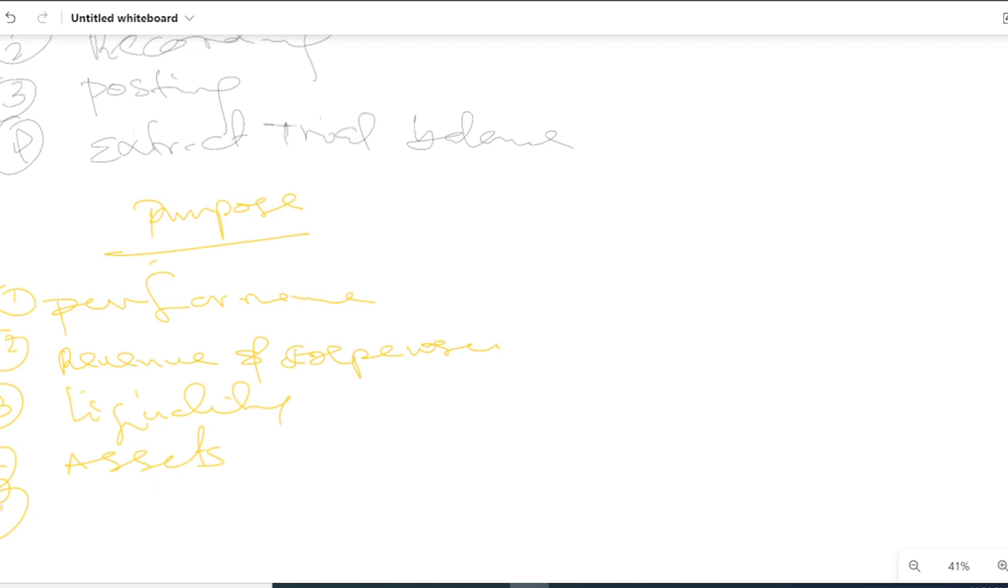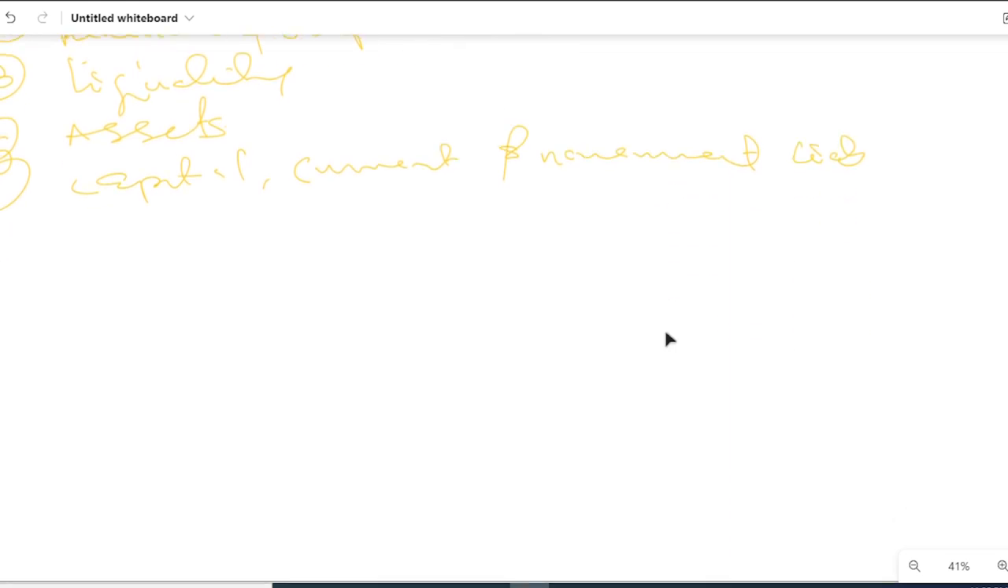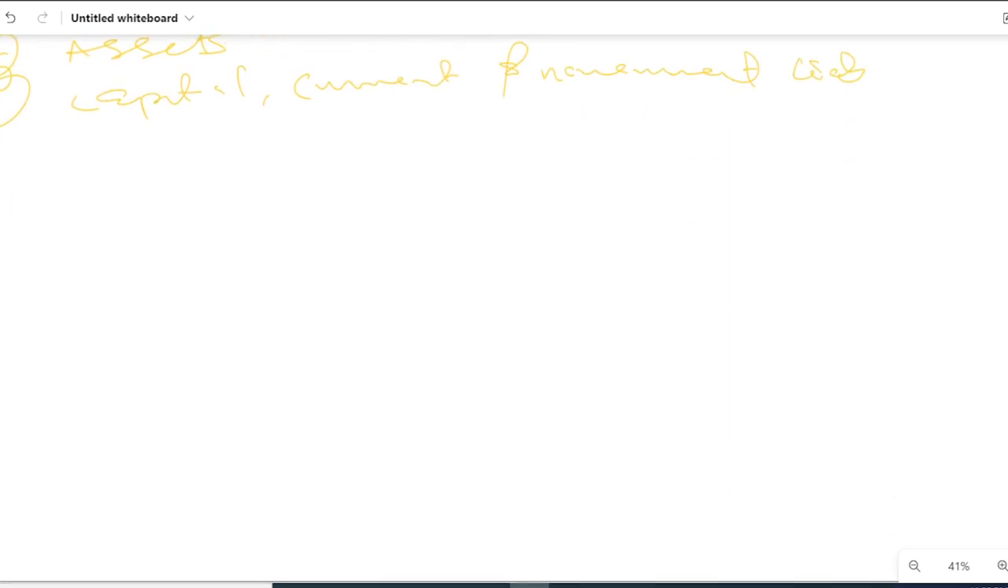Then number 5, it provides the capital, equity and non-current and current liability. You can say capital, current and non-current liability. So with the help of accounting record, you can quickly check your capital, current and non-current liability. So this accounting record plays a vital role in checking all this.